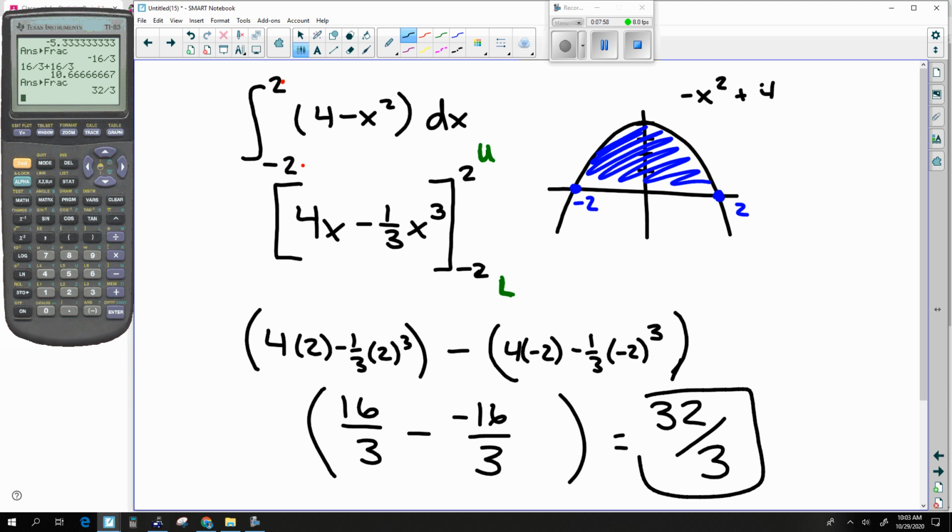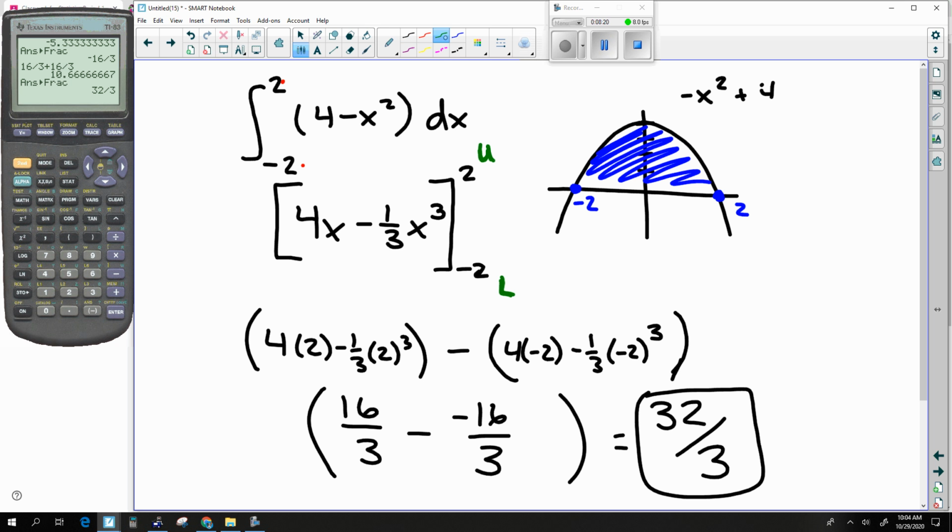All right. Sorry about that. Here we go. Yeah, so 32 thirds is that. I'm sorry, I had a complete brain fart. Right, all is well in the world. So that is the area of the blue.